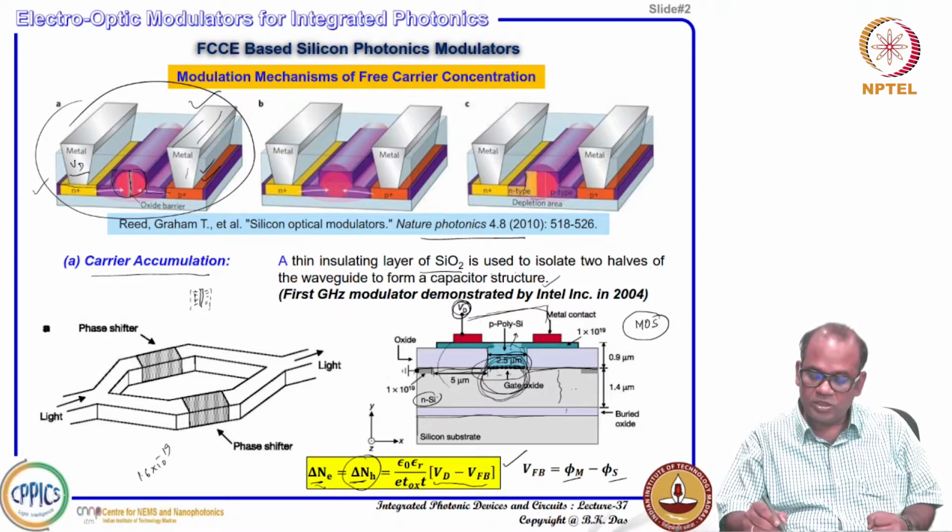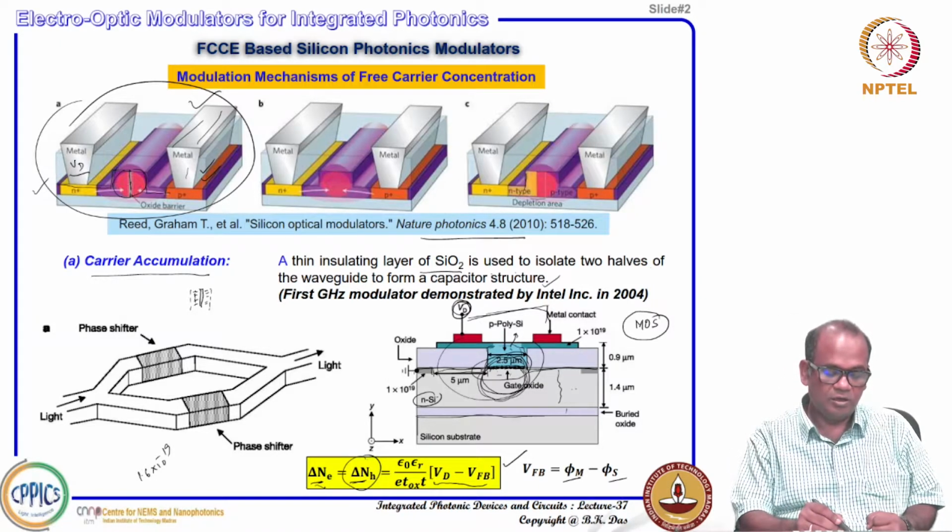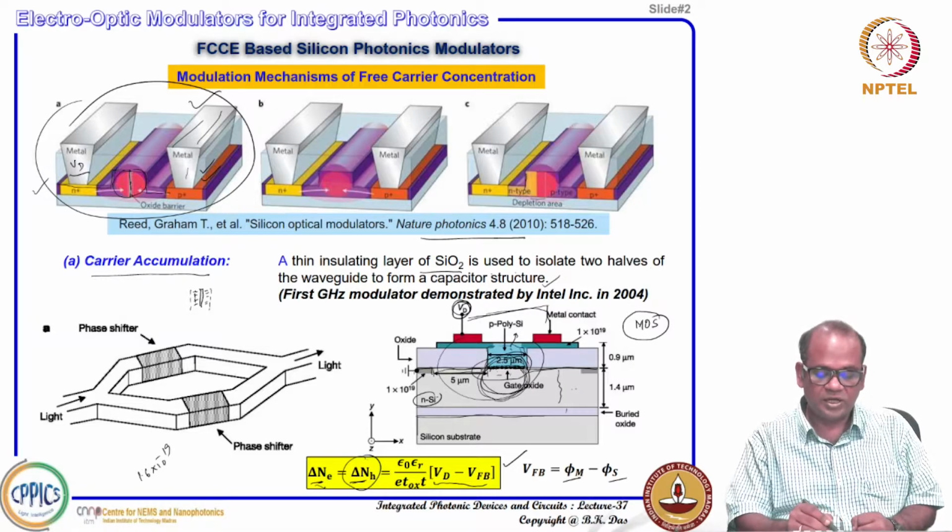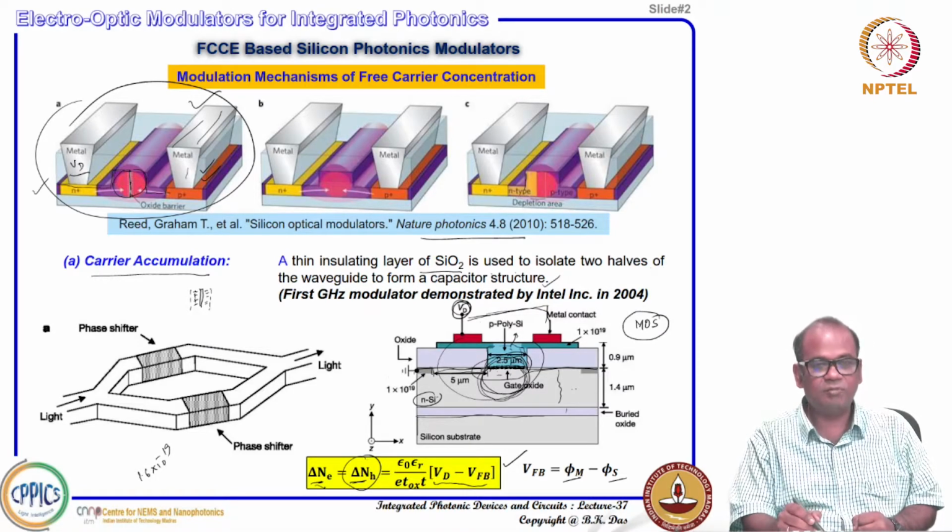So you can use this type of structure in the arms of the Mach-Zehnder interferometer. For example, here it is shown in a 3-dimensional view.